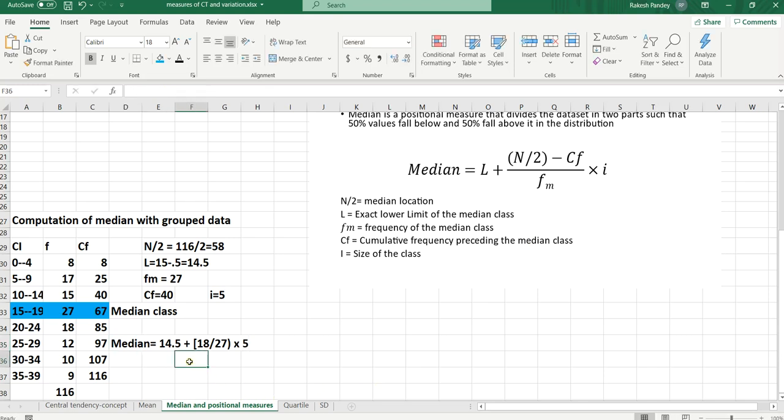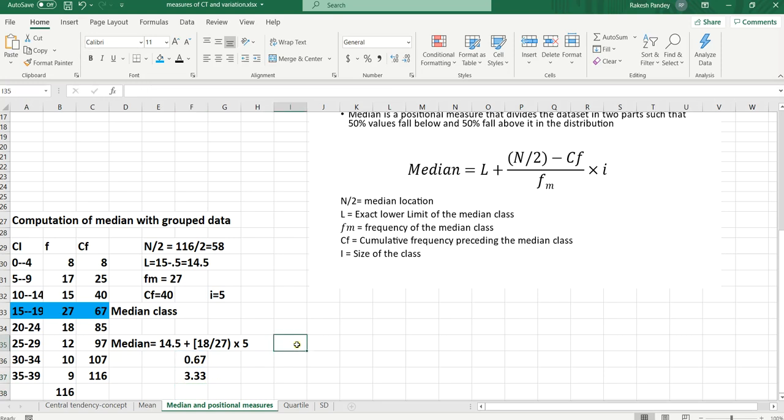Now I am doing each computation separately. So let us do what is the value of 18 by 27. Write it here, 18 by 27. It is 0.67. And when we multiply by 5, we can write the same thing as 0.67 into 5. So this is 3.33.